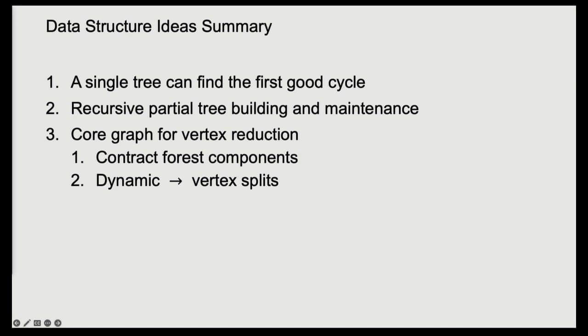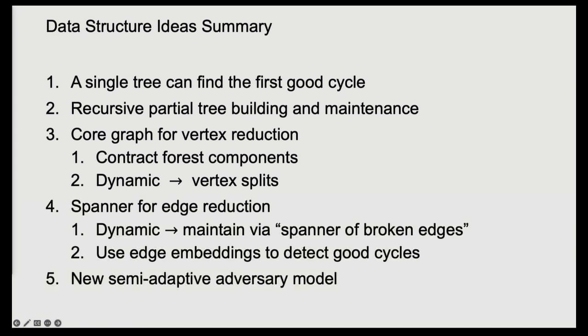Okay, so a little summary of everything that we saw, and then we can do a bit more spanner. So a single tree can find the first good cycle, but then we're going to recursively partially build trees using these forest components. That's going to help us do maintenance, because when an edge changes, we just ask the next level in the recursion to deal with it. Then we had these core graphs that reduce the vertex count, and we had the spanners that reduce the edge count, and so everything is just getting smaller and smaller.